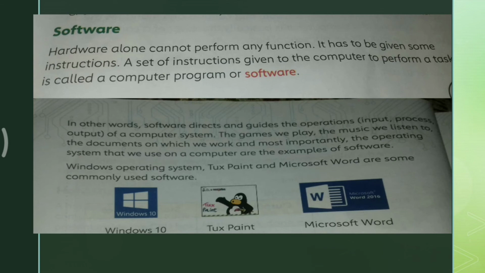Windows 10, Tux Paint and Microsoft Office are commonly used software. Software cannot be touched, but it is the main process of the computer to guide the operations like input, process and output, right?